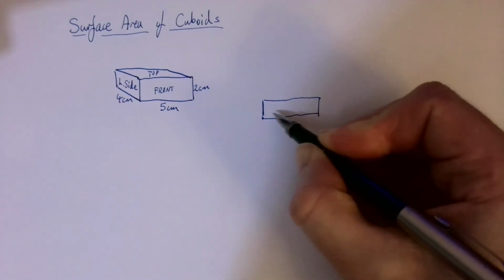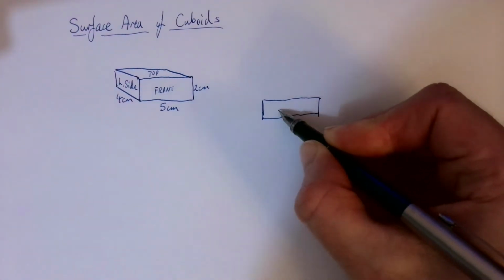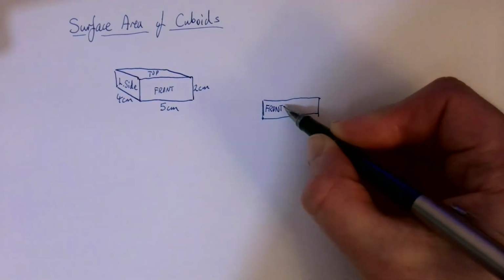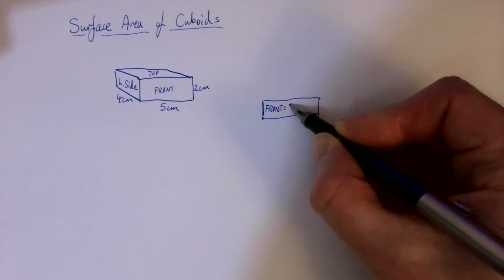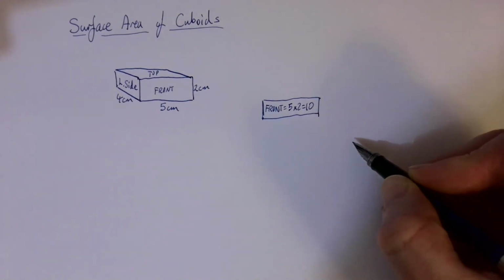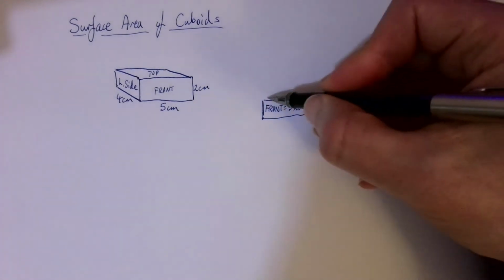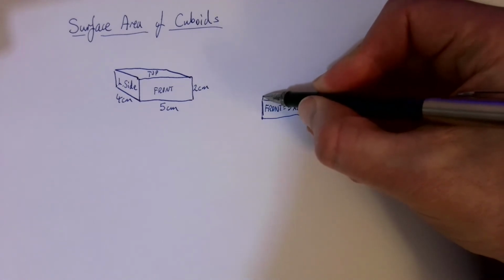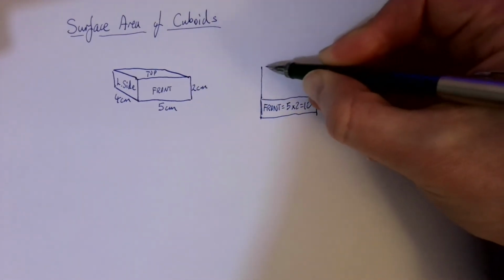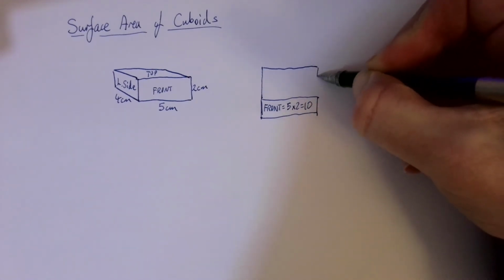So there's my 5x2, and that's my front. And the area of that front is going to be 5 times 2 equals 10, isn't it? Now, attached here to the top, we've got the top. So this will be nearly as long as that distance there, but not quite.